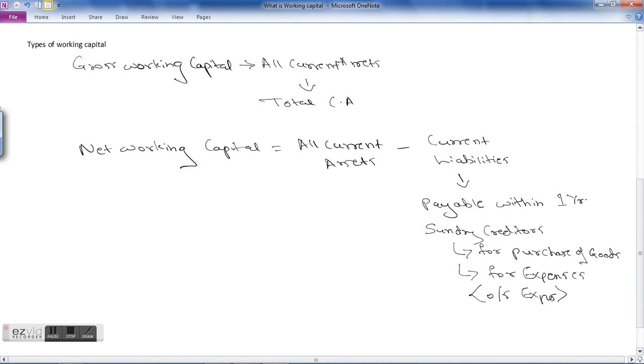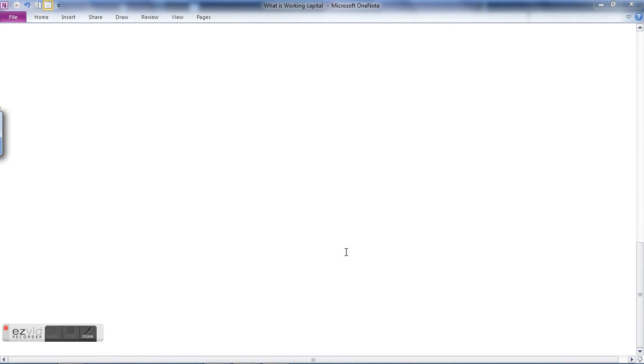Now let's see what are the types of working capital that can be divided depending on the point of view of time. How do we differentiate between two types of working capital? Let's understand these types. First there is permanent working capital. Permanent working capital is also referred to as hardcore working capital.